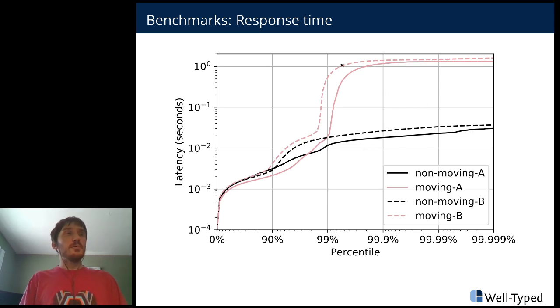So here we see a comparison of the moving and non-moving collectors run each in two configurations. A is 2 cores and 2,000 requests per second, and B is 8 cores and 8,000 requests per second. And we see here that in the 99.9th percentile, the latency distributions have diverged significantly, with the moving collector causing some requests to have latencies of well over 1 second, while in the non-moving case, latency remains hovering around 10 or 20 milliseconds.